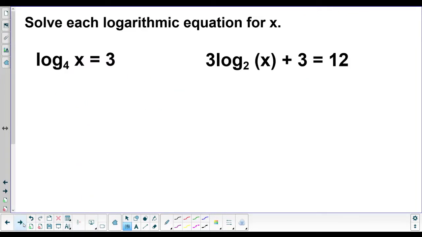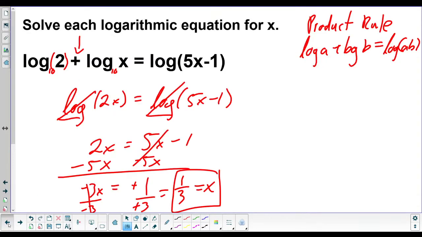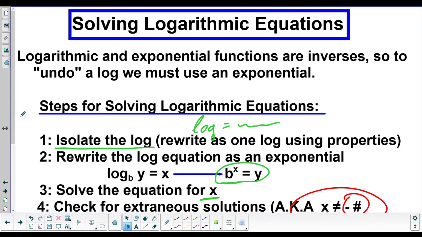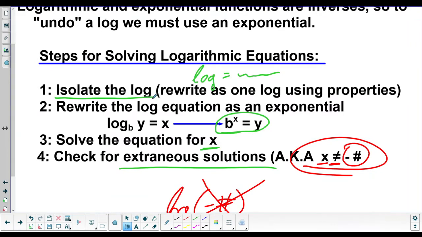Let's do some more problems. Here, we have a different sort of problem. We don't have a log base 4 of something equals a log base 4 of 3. So we can't do our cancel the logs trick anymore. So this is more like what these steps we're talking about. So we're going to isolate the log. Spoiler alert, those examples are already isolated.